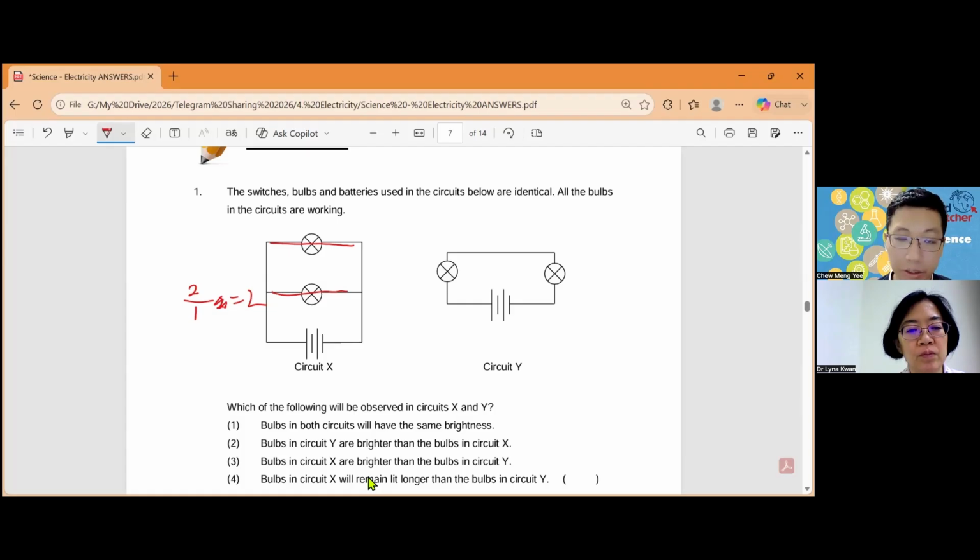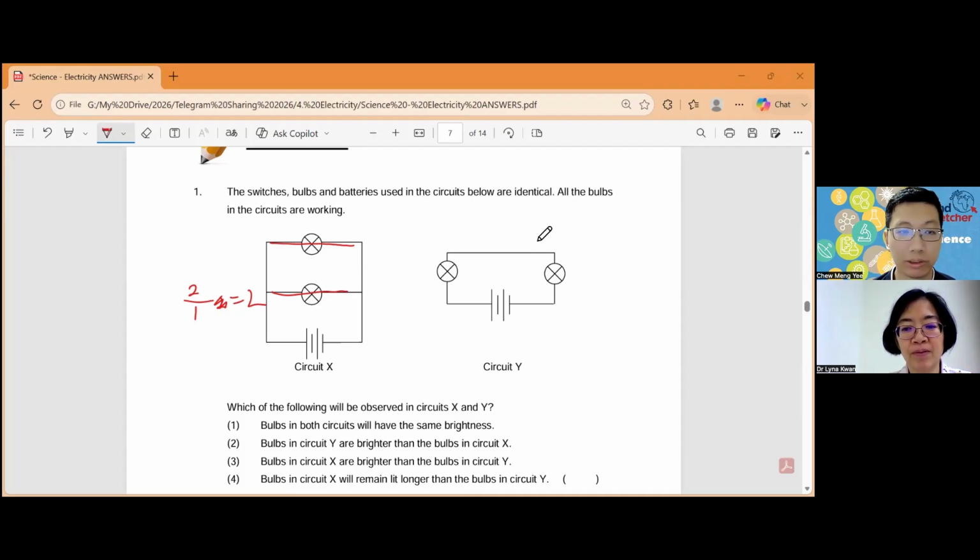Can you tell me the brightness of the light bulbs in circuit Y? Well, all very eager to share your answers. But can you help me find out the level of brightness of the light bulb in circuit Y using the formula?